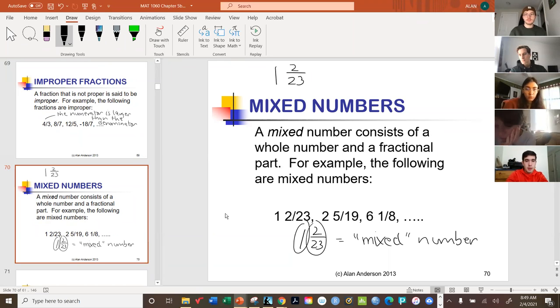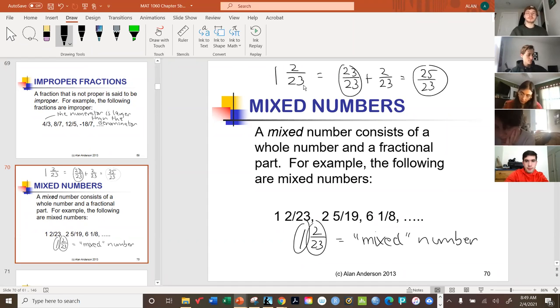Okay, so if you're getting rusty, let me show you a little trick here. Suppose it's your mission in life to turn this from a mixed number into a fraction of some kind. What I'm going to do is rewrite this as 23/23 plus 2/23, because of course this is just one. And now look what I've got, 25/23, and I have myself a fraction. Now it may be an improper fraction, but it is a fraction.